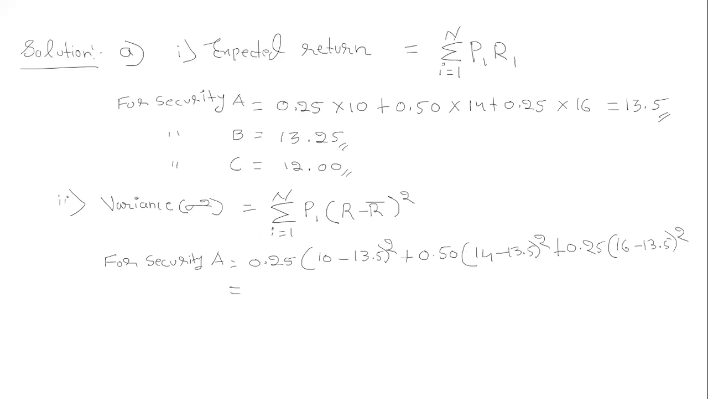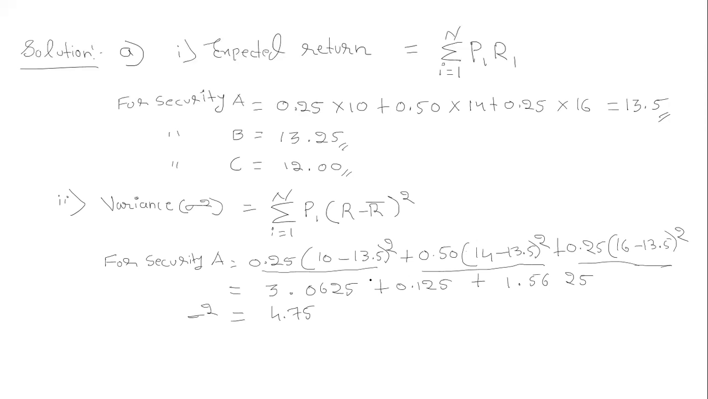So 0.25 times, 10 minus 13.5 is minus 3.5, and minus 3.5 squared will again give a positive value. So after solving this particular term we get 3.0625, plus after solving this we get 0.125, and plus this we get 1.5625. So after adding all that, we get the value 4.75.